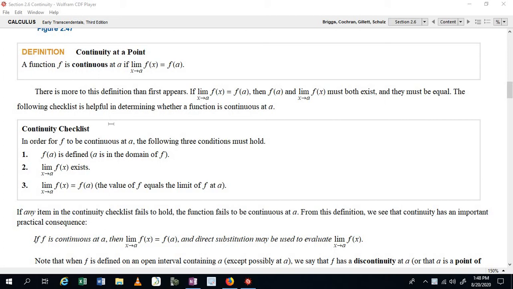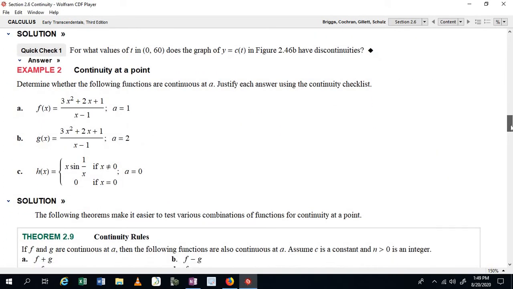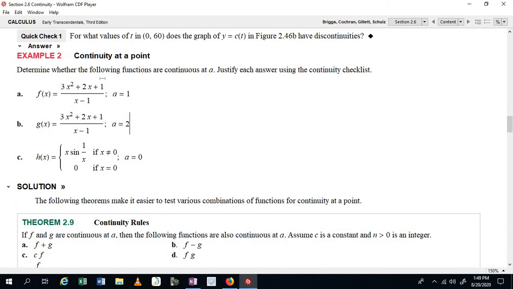And there's this continuity checklist that you can use to determine whether these are equal. It consists of checking that f of a exists and is defined as a number, and also checking that the limit of the function exists as x approaches a, and then making sure that those two numbers are equal. Okay, so what I want to do here is look at example 2 and determine whether these functions are continuous at a. And we're going to refer to the continuity checklist to make that determination.